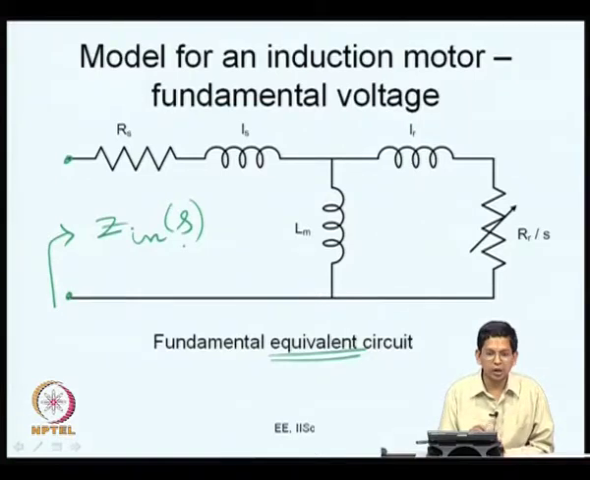As the motor gets loaded and loaded, the slip increases, and the rated slip could be something small, like about 5% or so is a typical value. So, what you have is the Zn as a function of S.